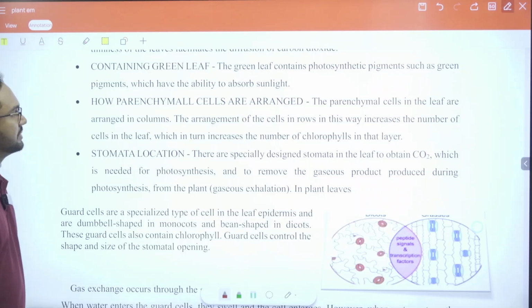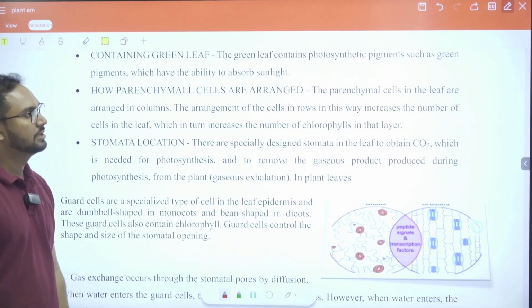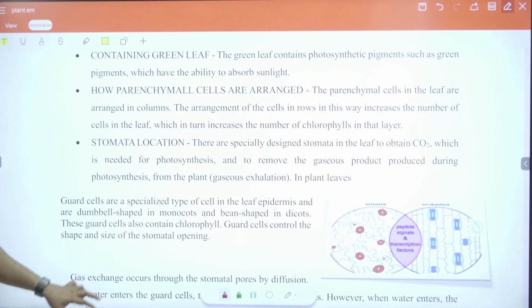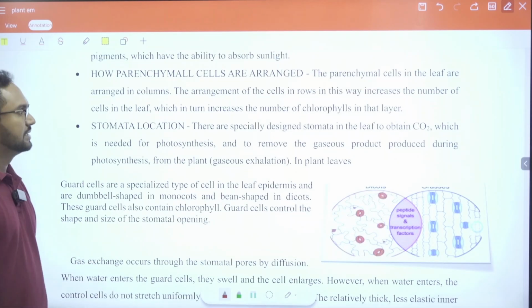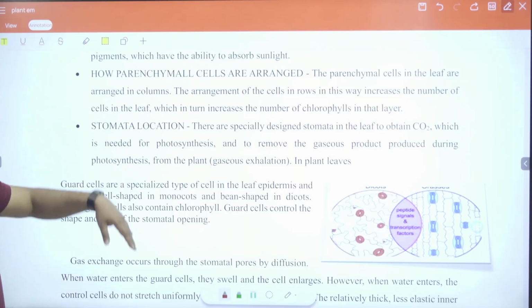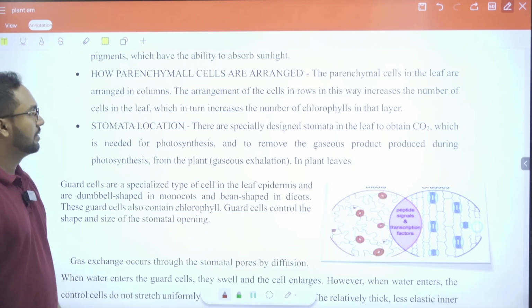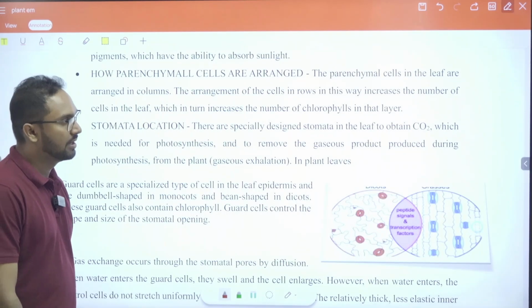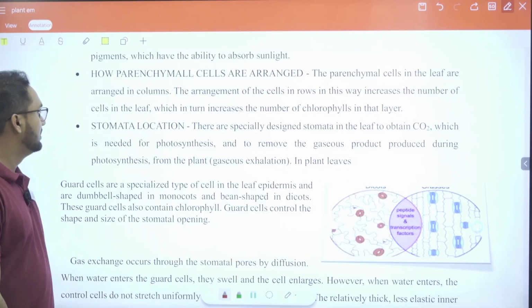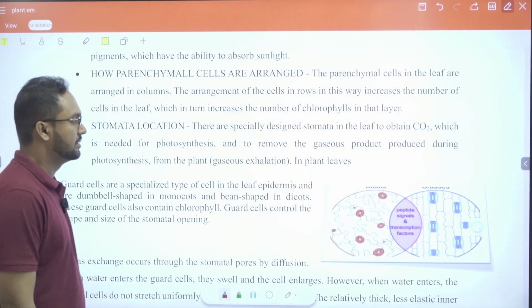And how are the parenchymal cells arranged? The parenchymal cells in the leaf are arranged in columns. This arrangement of the cells in rows increases the number of cells in the leaf, which in turn increases the amount of chlorophyll in that layer. That is the palisade parenchyma cell layer. Stomata location: there are specially designed stomata in the leaf to obtain carbon dioxide, which is needed for photosynthesis, and to remove the gaseous products produced during photosynthesis from the plant. So, the gaseous exhalation, you could call it.